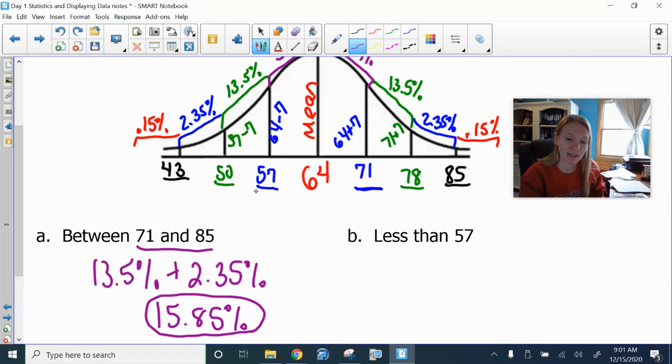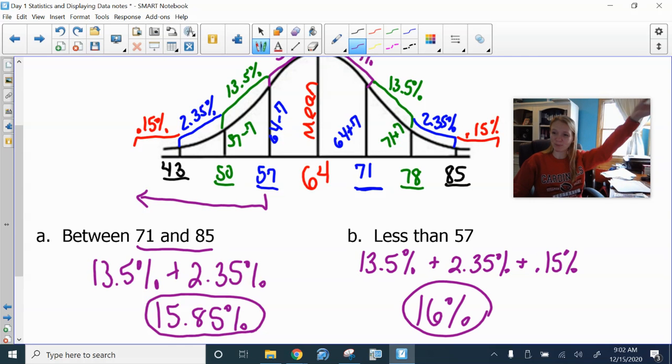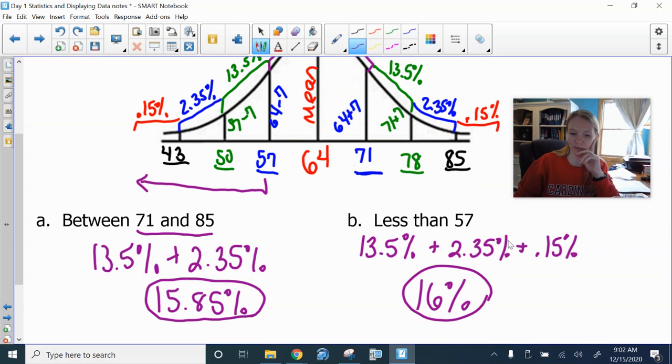So what's the probability that something's less than 57? I would just add all three of these together. I would add my 13.5%, I would add my 2.35%, and I would add my 0.15%. So I already know I'm at 15 plus the 0.15, that would put me at 16%. So there's a 16% chance that a number is less than 57 based on this bell curve.